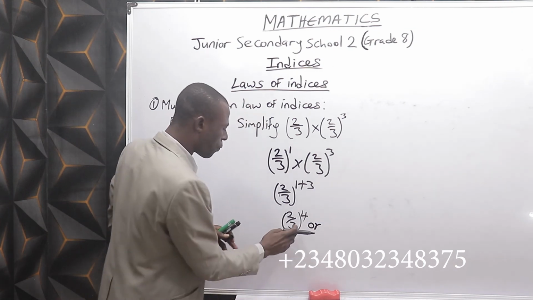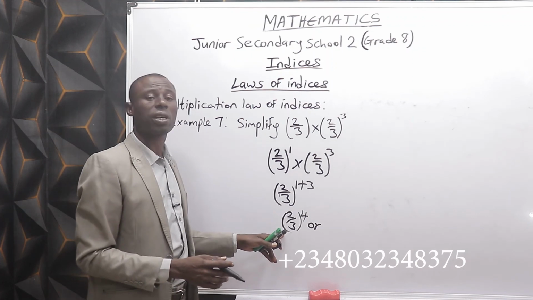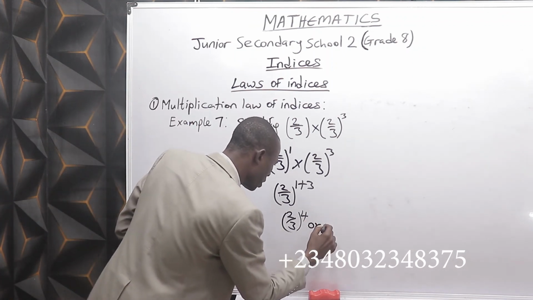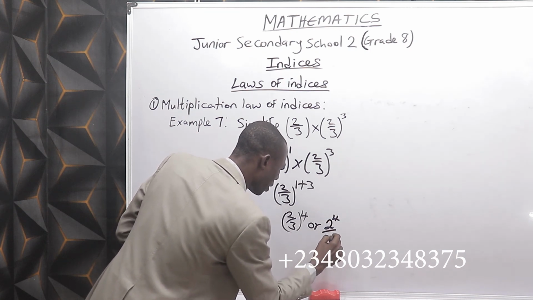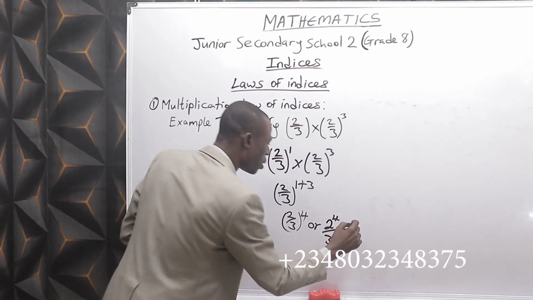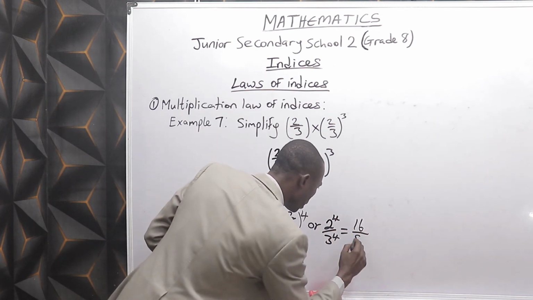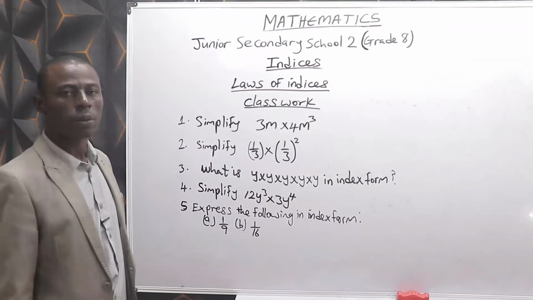Or if in the option, let's say you are working in the objective, this could be left as your answer. Or you now expand it back as 2 raised to power 4 over 3 raised to power 4, which is, 2 raised to power 4 is 16, 3 raised to power 4 is 81. And that is the final answer.